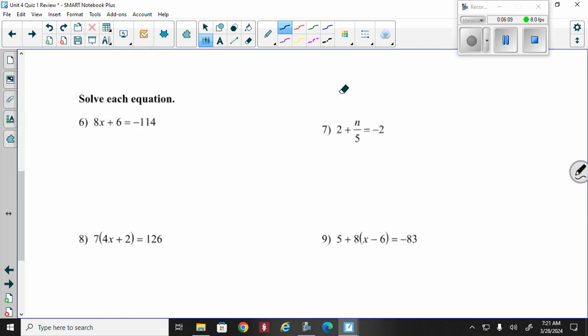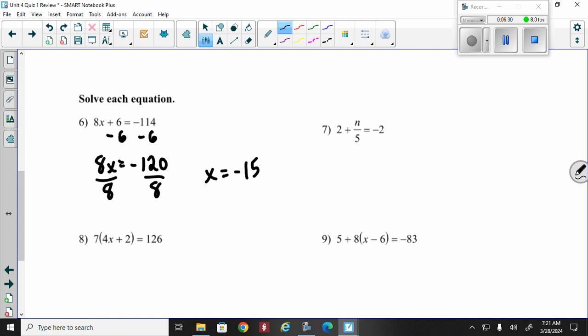All right, so solve each equation through algebra. So first thing we got to do is we've got to move the 6 over. Minus 6 minus 6. 8x is equal to negative 120. And of course, we're going to divide by 8 because that's what we do when we have a number and letter together. I believe that's going to be negative 15.